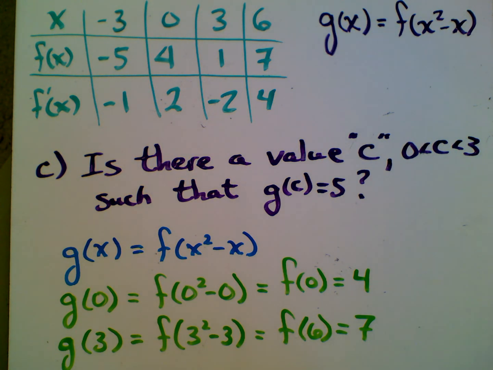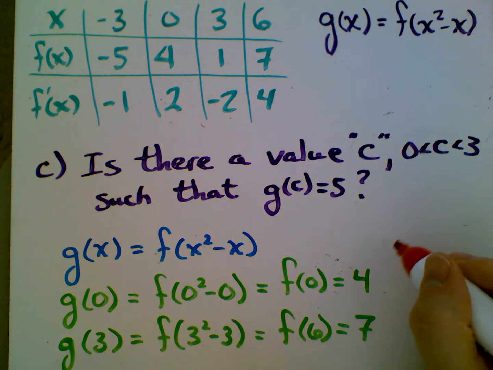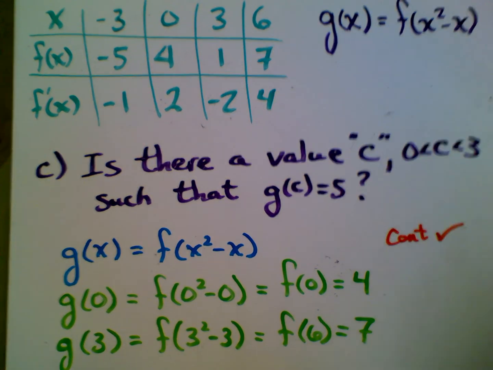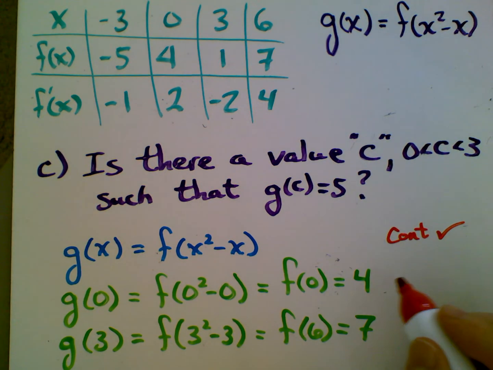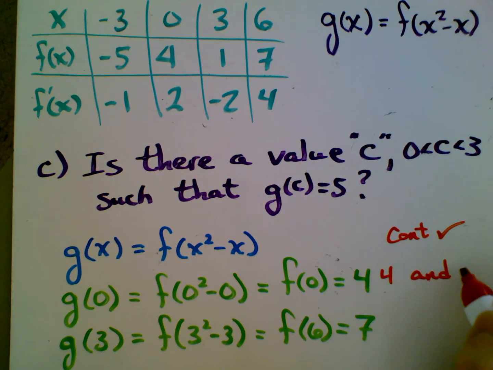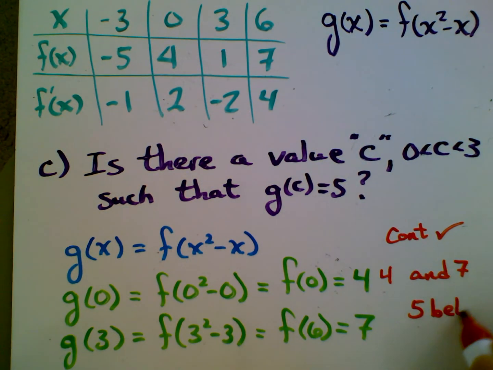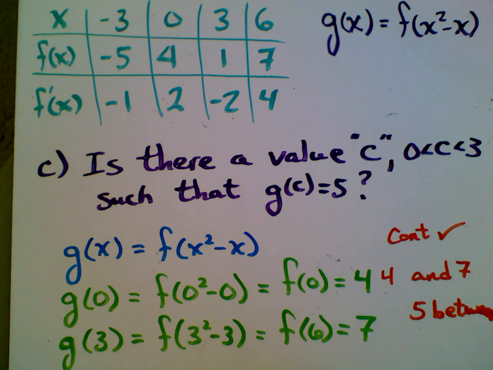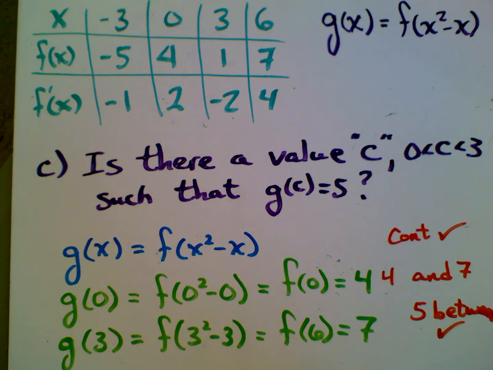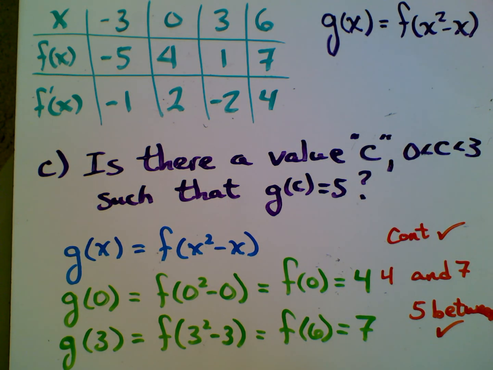So going back to the original problem, you have to see where they describe this as a continuous function. You must say, because it is continuous, and we have a value at 4 and 7, and 5 is between those, that there is certainly some spot where g of c will equal 5. The intermediate value theorem requires two things. It is continuous, and the y values are below and above the determined value.